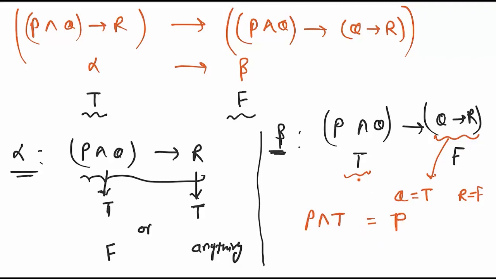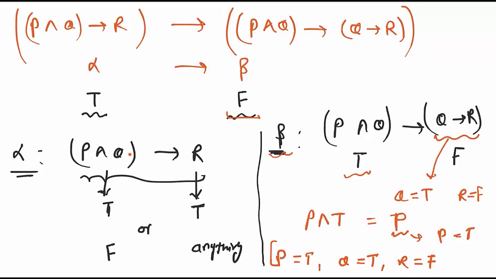So can I make it true? Yes, I can make this true by setting P to be true, right? Okay, so I got my combination that P is true, Q is true, and R is false. At this combination, I am able to make this particular beta false. Now beta is false at these values. Now I need to take these values and let's check whether I am able to make alpha true. Let's see.